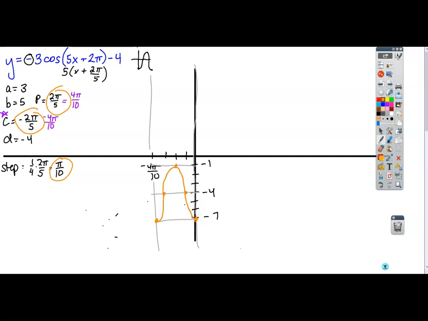Okay. Domain, obviously all reals. And my range would be y equals, my low is -7 all the way up to -1.